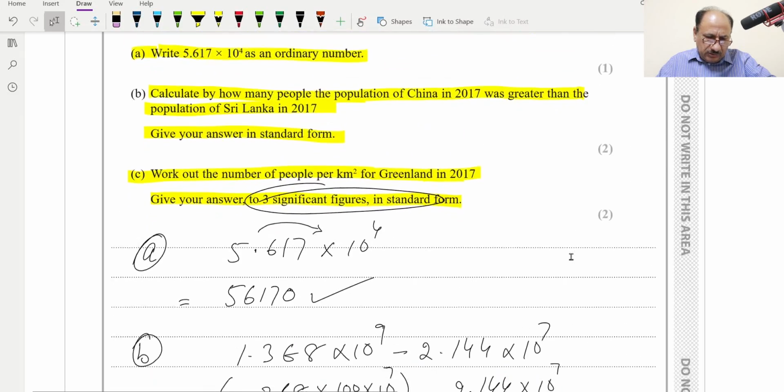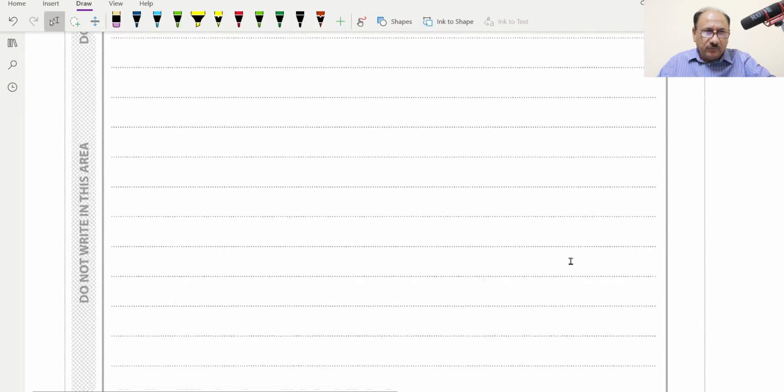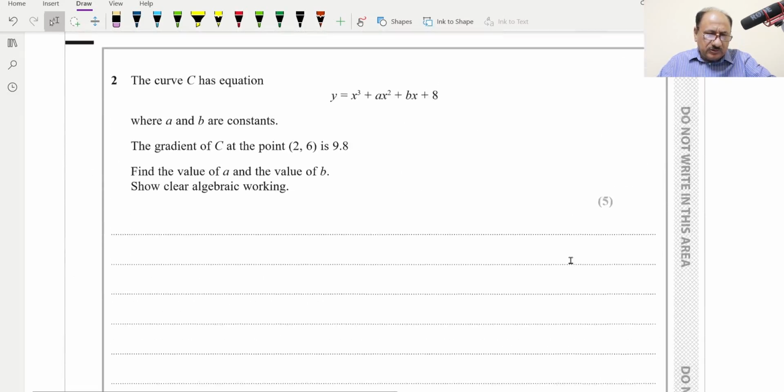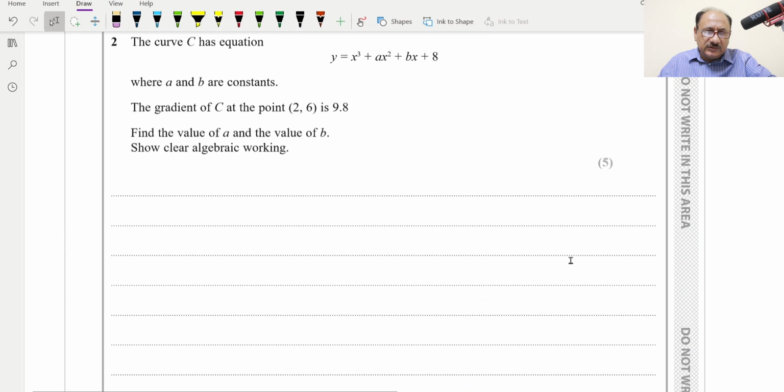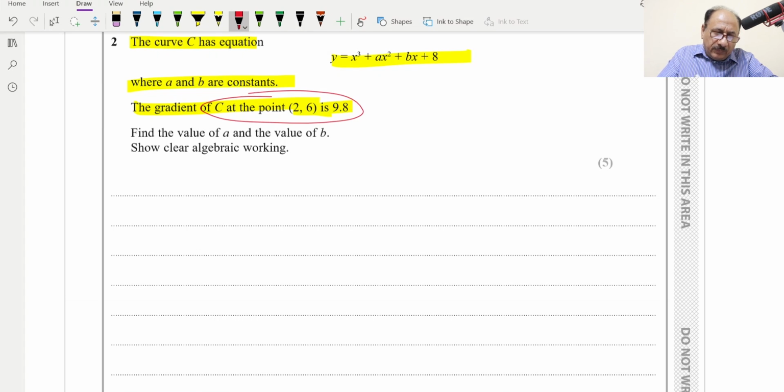So C part was the last part of this question. Now we can move to the next question, number 2. Question number 2 says the curve C has equation, this is the equation of the curve, where A and B are the constants. The gradient of C at point (2, 6) is 9.8. This is the important information. And next they're saying find the value of A and B. Value of A and value of B, show clear algebraic working also.